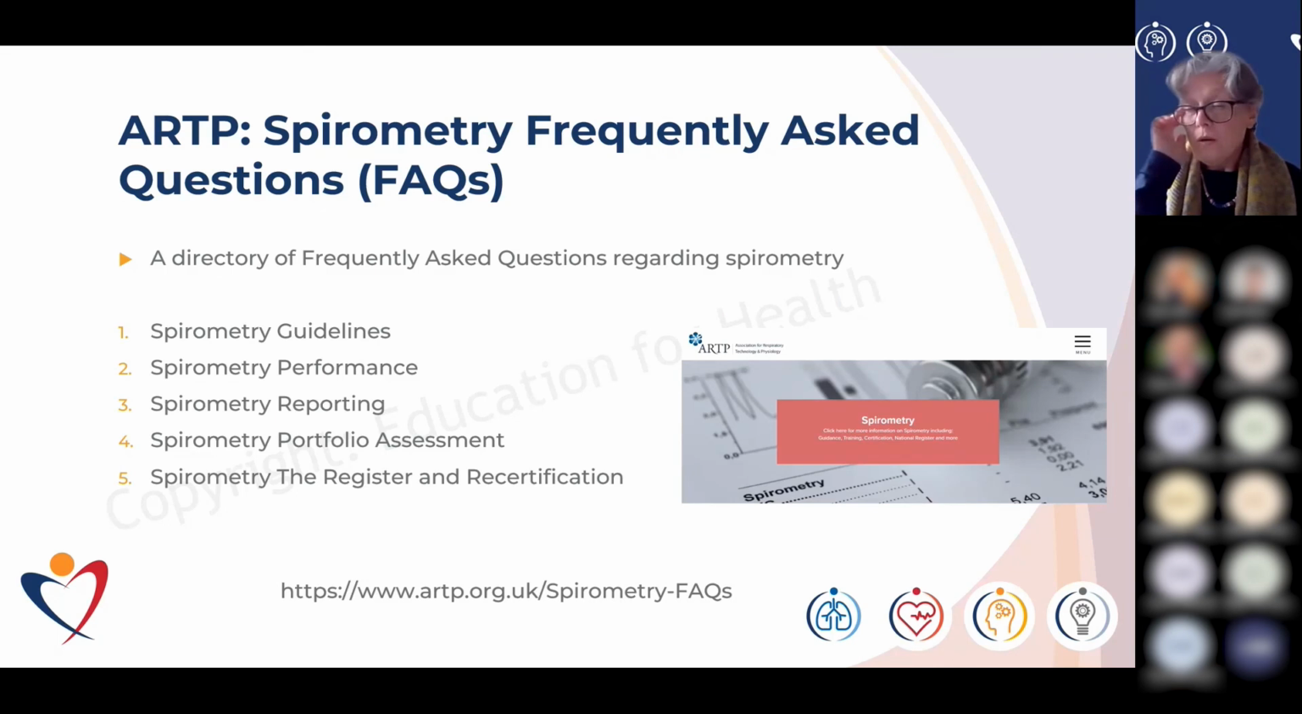The ARTP is a wonderful site. It offers frequently asked questions. It's got a huge amount of resources, including spirometry guidelines, how to perform spirometry, how to report on spirometry, all the different components of the portfolio. You can do a mock MCQ test if you want, and I do recommend that you do that. It's really important before you go into that timed assessment that you know what you're going to be doing.